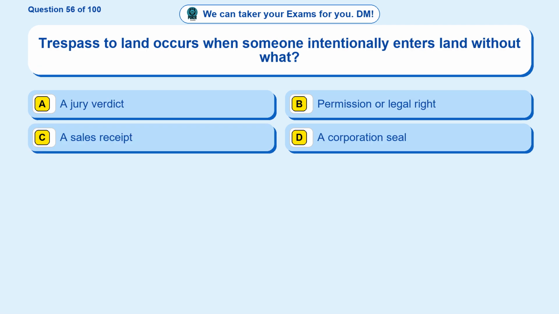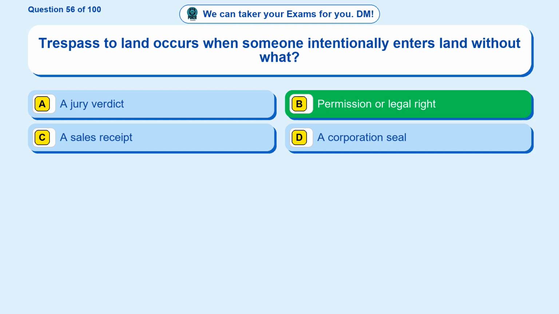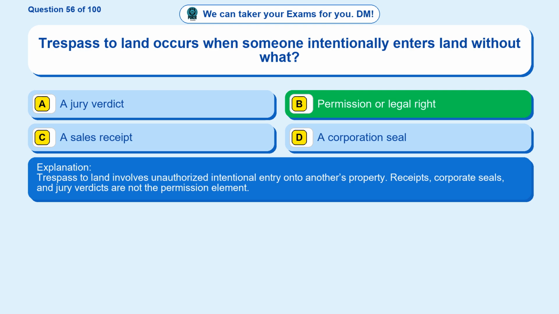Question 56. Trespass to land occurs when someone intentionally enters land without what? Option A, a jury verdict. Option B, permission or legal right. Option C, a sales receipt. Option D, a corporation seal. The correct answer is option B. Permission or legal right. Trespass to land involves unauthorized intentional entry onto another's property. Receipts, corporate seals, and jury verdicts are not the permission element.